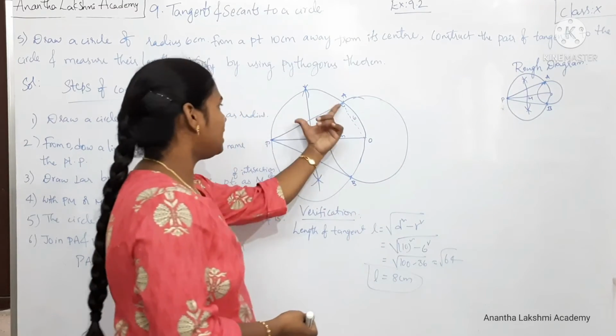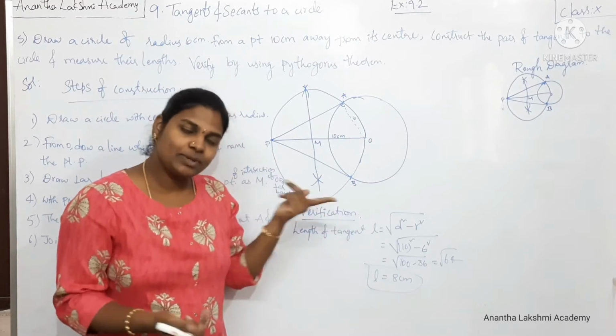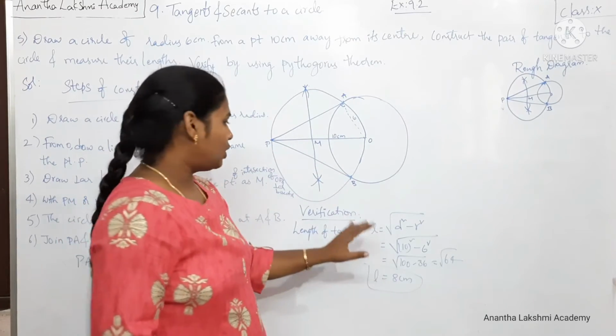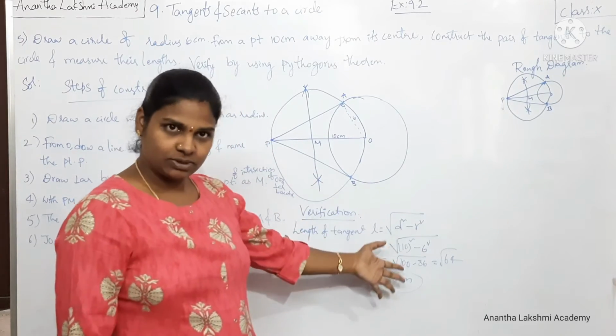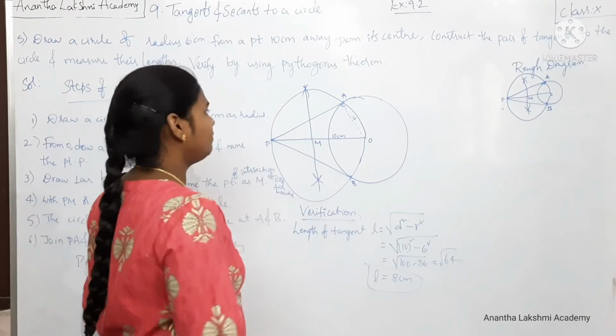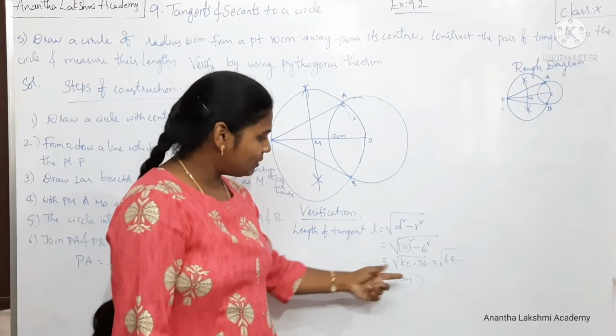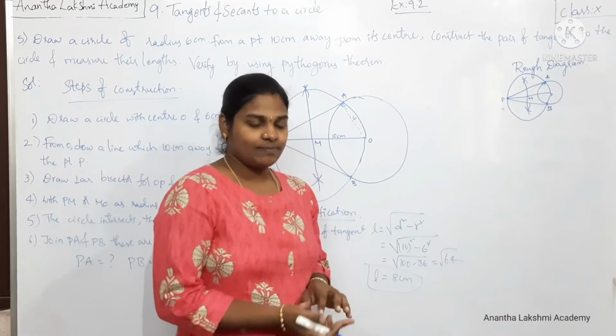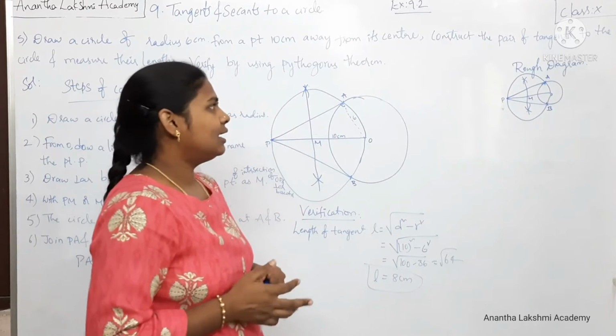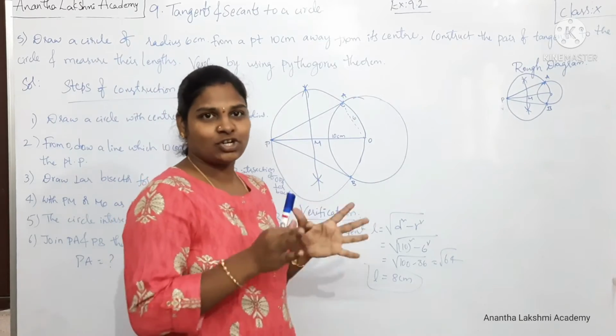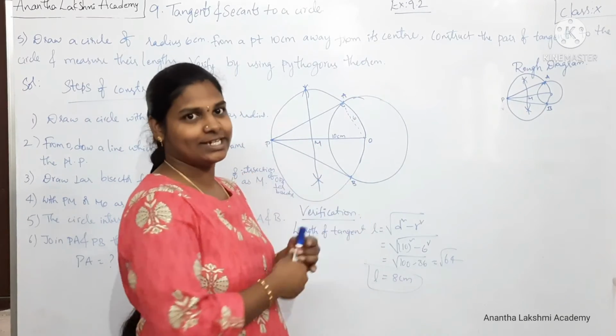So if you measure PA and PB, it should also be equal to 8 centimeters. Whatever we have derived by using Pythagoras theorem and the one which you have geometrically constructed should be equal. PA is equal to PB is equal to 8 centimeters. Alright, that is when it is ensured that whatever you have done or constructed is right.